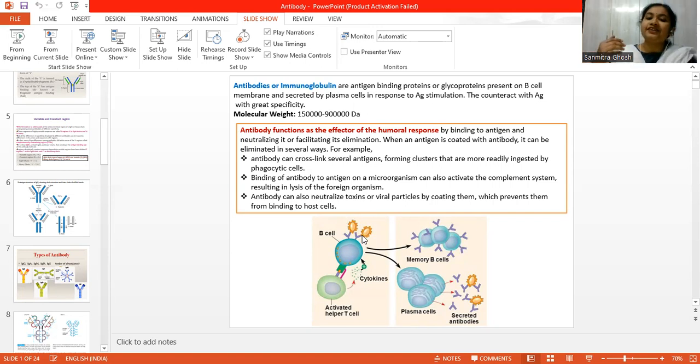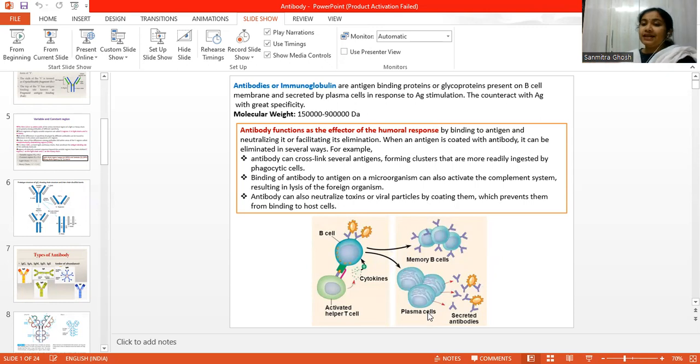So once these helper T cells become active, they give rise to a large number of different types of cytokines, which are actually growth factors in nature. And these cytokines can act upon the B cells, activating the process of their clonal proliferation, leading to the formation of two different populations of cells. So the first population is the memory cell, which looks like the mother cell itself. And we have another population of a larger size cell, and they are the plasma cells.